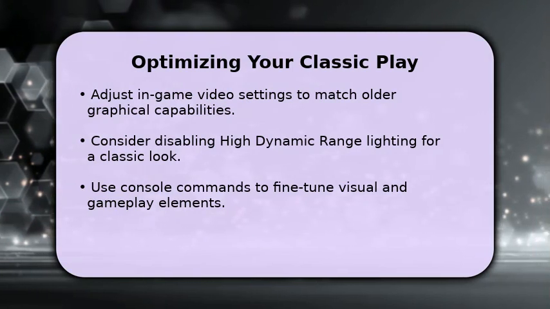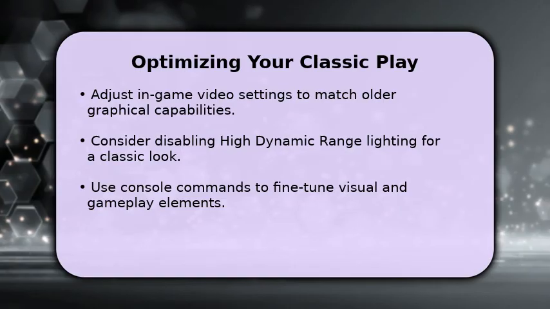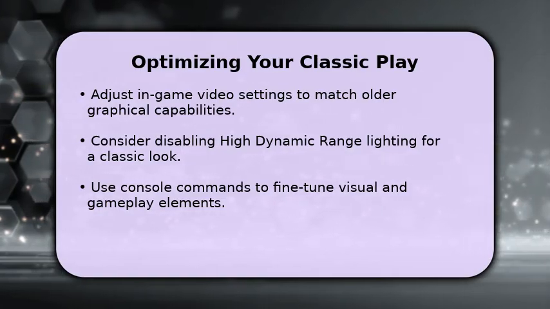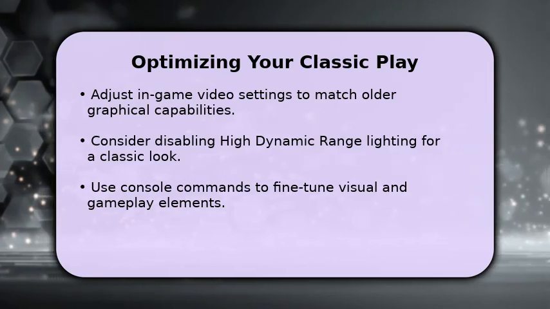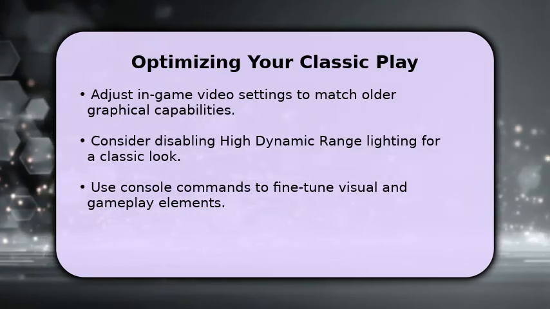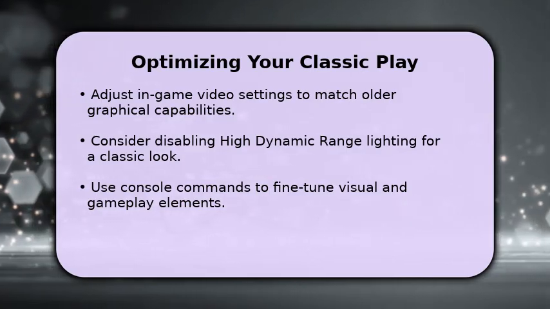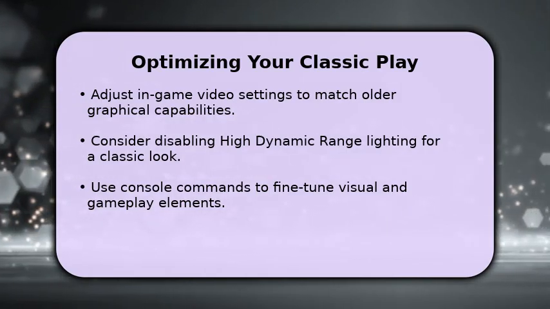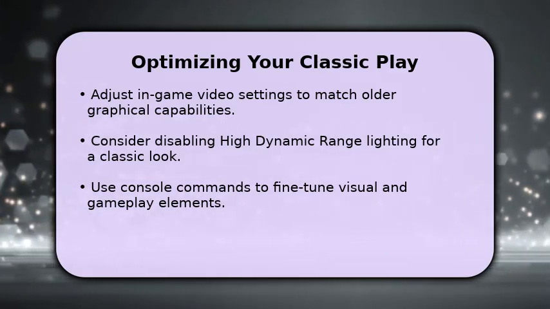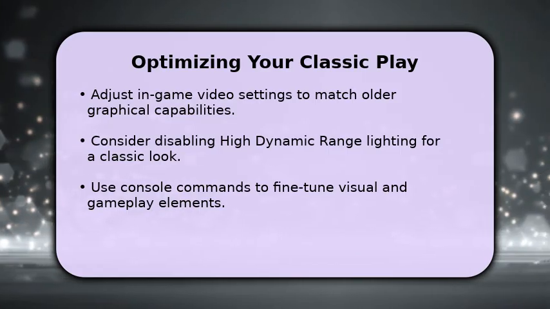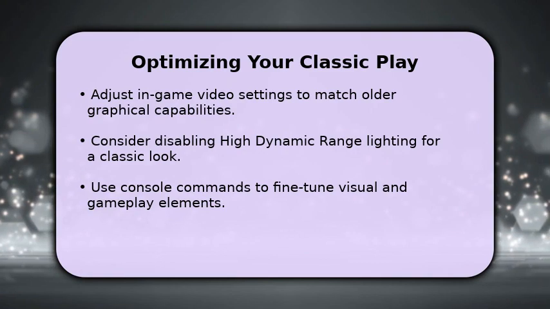Once you have an older engine version running, optimize your experience by adjusting in-game settings. Navigate to the video options and set graphical details to lower levels, similar to how they were configured on hardware from 2 decades ago. Disabling high dynamic range lighting can also help achieve a more classic visual aesthetic. You can further fine-tune your experience using console commands, such as setting your field of view to approximately 90 degrees, which was common in earlier versions. Experiment to find the perfect balance for your nostalgic playthrough.